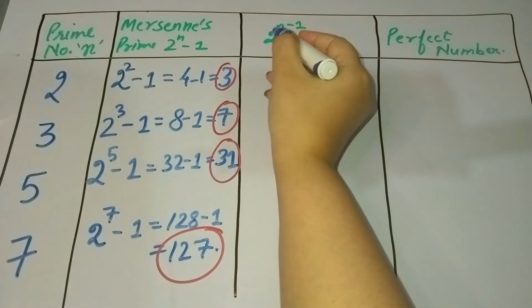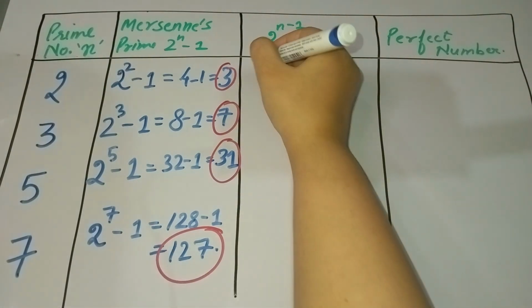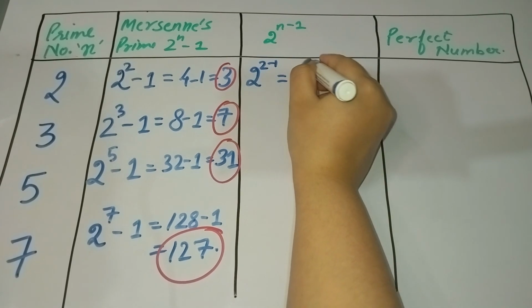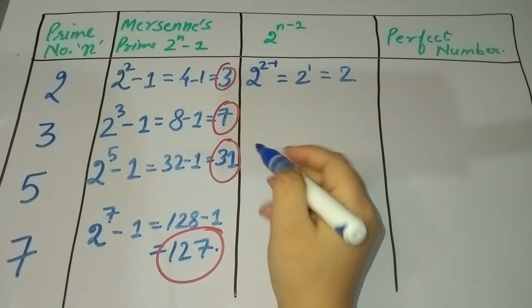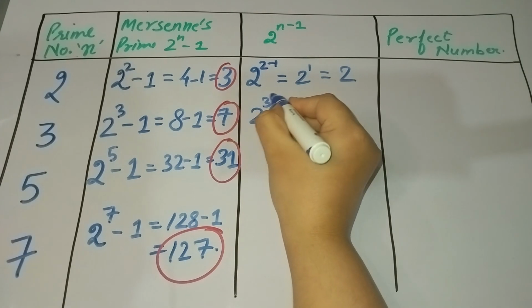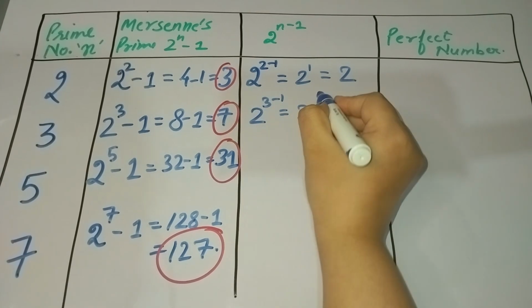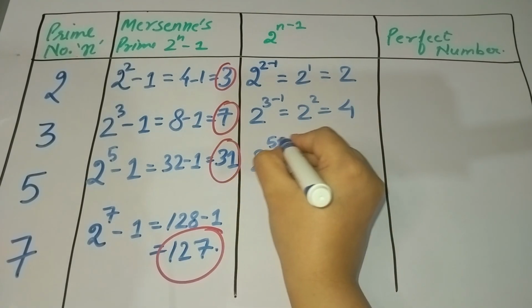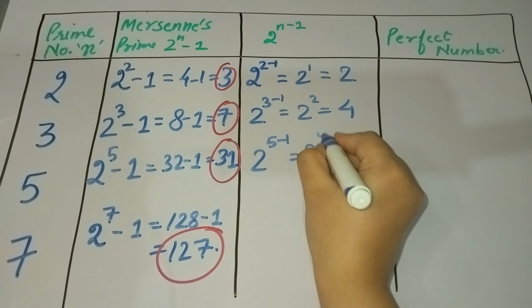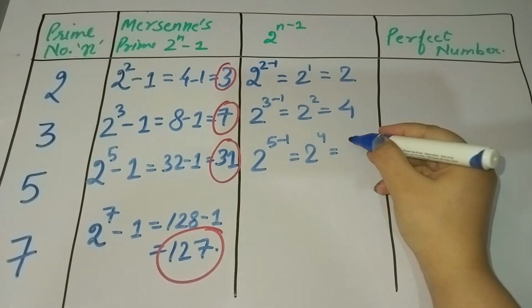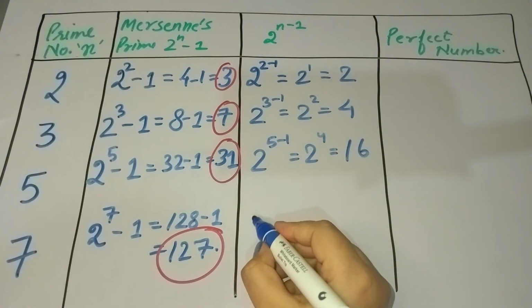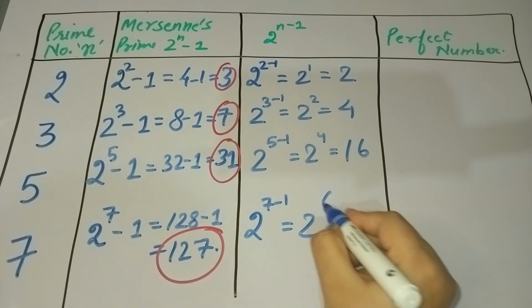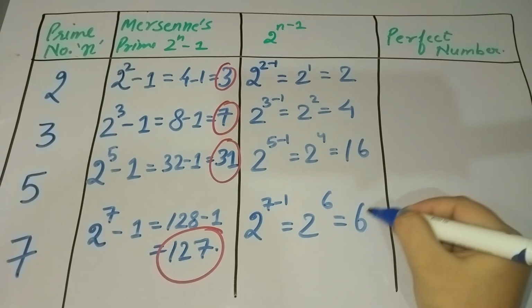Now let's calculate 2 to the power n minus 1. So what is my n? n is 2, so n minus 1 is 1, which means 2 to the power 1, which is equal to 2. Now 2 to the power 3 minus 1 means 2 to the power 2, which is equal to 4. Now 2 to the power 5 minus 1 is 2 to the power 4, which is equal to 16. And then 2 to the power 7 minus 1 is 2 to the power 6, which is equal to 64.